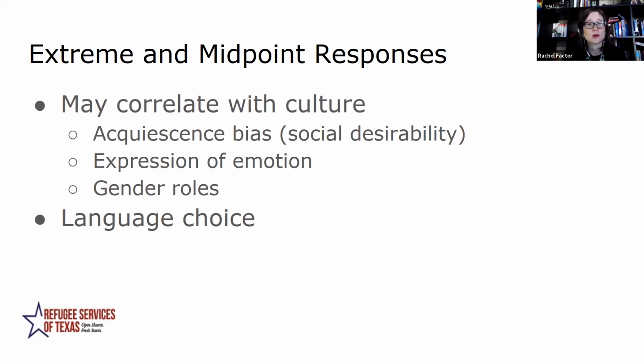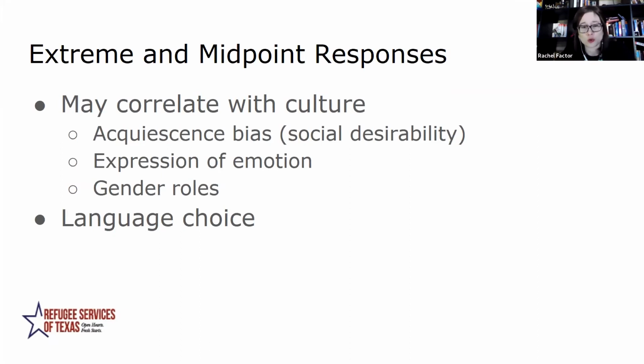And so this can correlate with acquiescence bias, which means social desirability, meaning they have more of a tendency to agree with the survey rather than disagree. This can correlate with expression of emotion. Some cultures may be more prone to expressing extreme emotions and may be more comfortable with that, and other cultures may be less comfortable expressing those extremes.